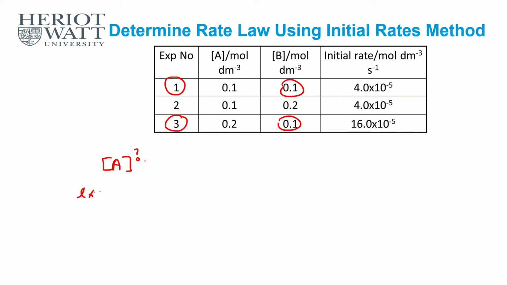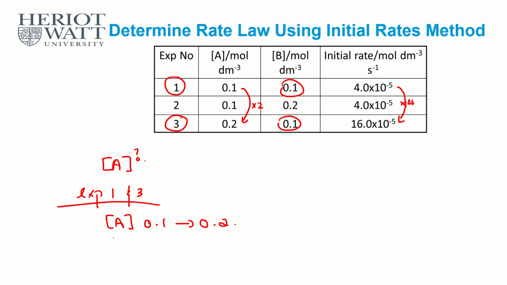If we are comparing experiment 1 and 3, the concentration of A changed from 0.1 to 0.2. Double. From here to here, multiply by 2. And what's the effect on the rate when I double the concentration of A? The rate changes from 4 times 10 to the power negative 5 to 16 times 10 to the power negative 5. How many times here, guys? 4 times. 4, 16. So what does it tell you? If I double the concentration of A, the rate of reaction increased by 4 times.